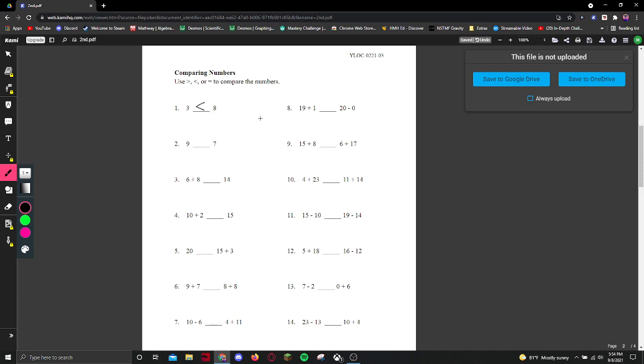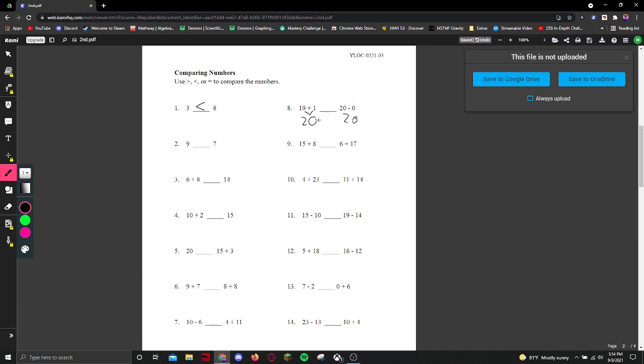Now, on to something where it requires a little more math, but I think it'd be relatively simple, is number 8. We have 19 plus 1, blank, 20 minus 0. Now this problem may seem a bit scary at first, but it's okay. First, you just need to solve these. So 19 plus 1 is equal to 20, and 20 minus 0 is equal to 20.